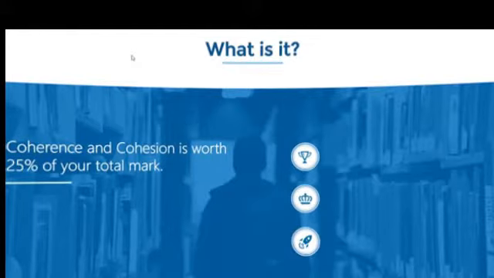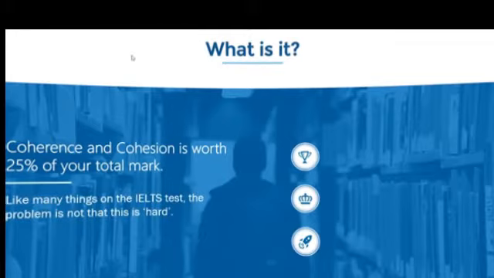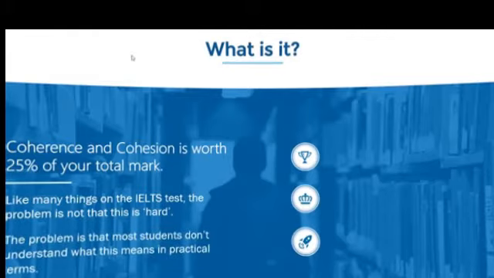Okay, so coherence and cohesion is worth 25% of your total mark, so it is extremely important. Because it's worth a quarter of your total marks, without doing it properly, you're really going to struggle to get the score that you're hoping for. So like many things on the IELTS test, the problem is not that it is hard or difficult. The problem is that most students don't understand what this means in just basic, practical, real terms.